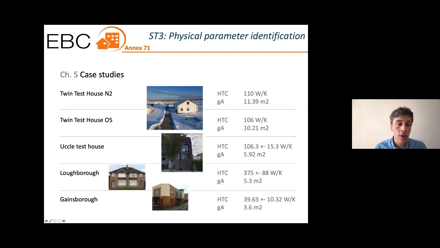Same goes for Loughborough. The difference there is that it's really a test house, so we control both of them, and also here we have simulated occupants. So we simulated by opening up the windows following a certain regime or generating internal heat gains. And then the final case study we analyzed was Gainsborough, which is also an inhabited house, where we also have the issue of the party walls.